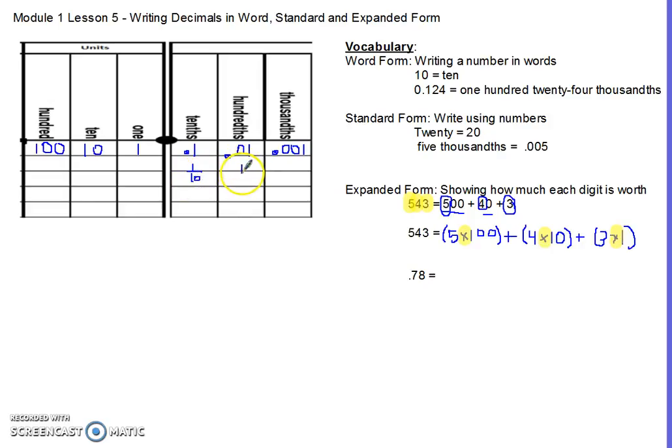Hundredths would be 1 over 100. And thousandths would be 1 over 1,000.